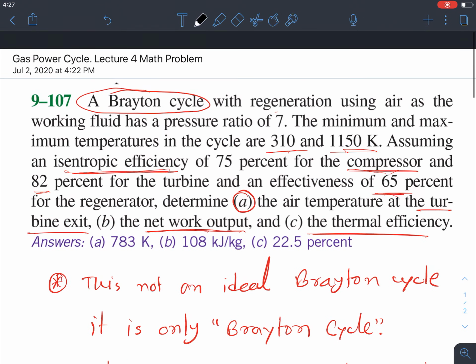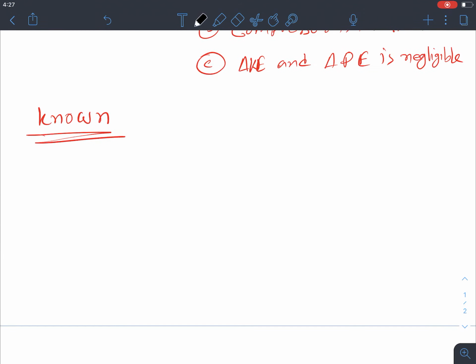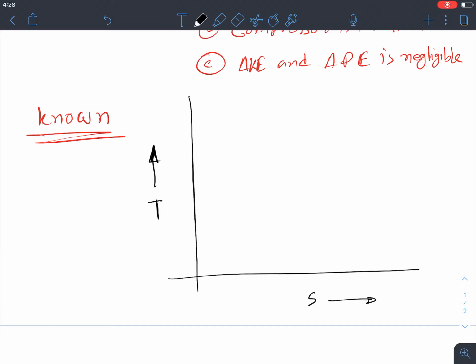Okay. So now for this problem, what are the knowns? Actually, let me draw the diagram first, so then it will be relatively easier to understand what are the knowns and what are the unknowns. Okay. So this is the TS diagram of the regenerated Brayton cycle, right? So this is the actual cycle. However, let me draw the ideal cycle first.